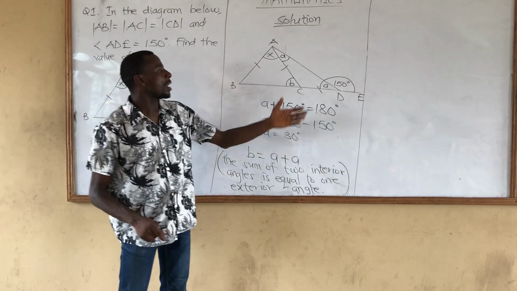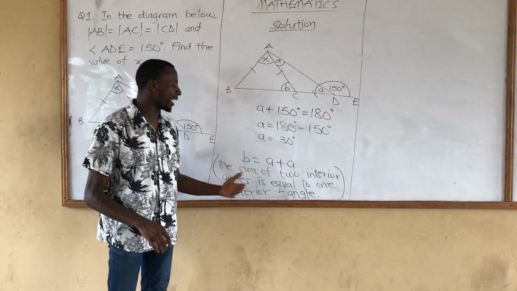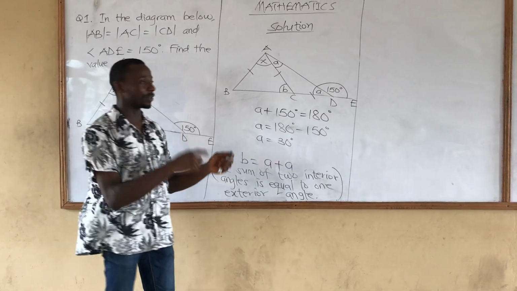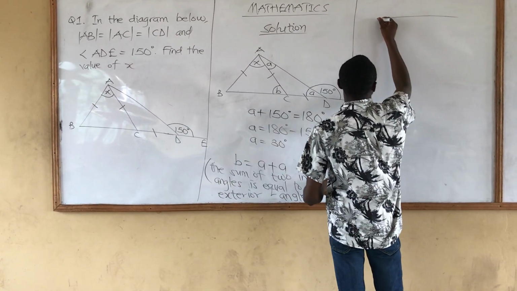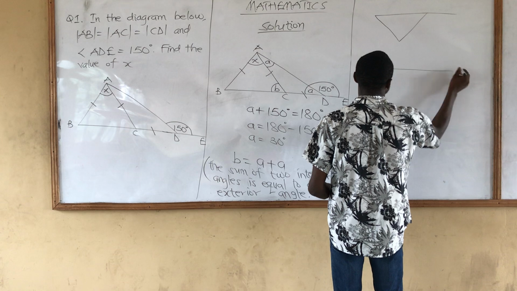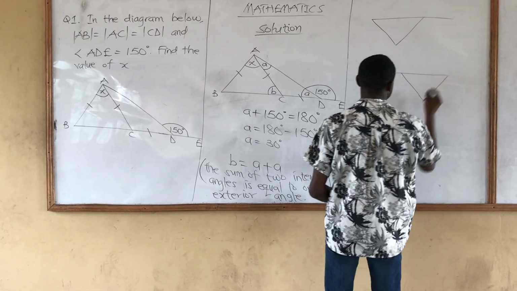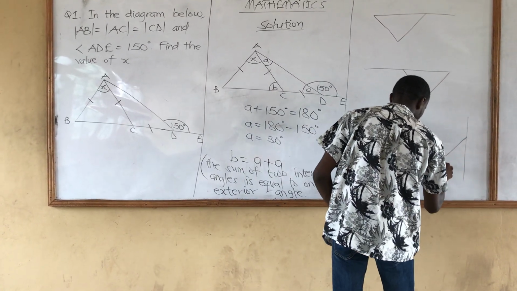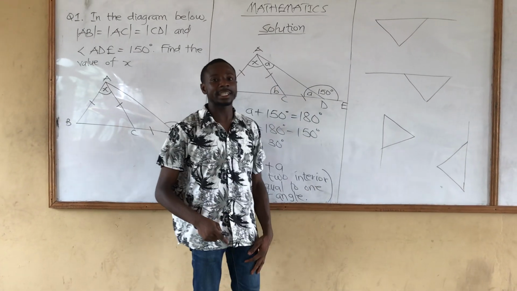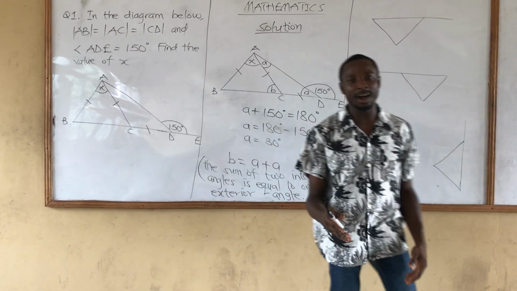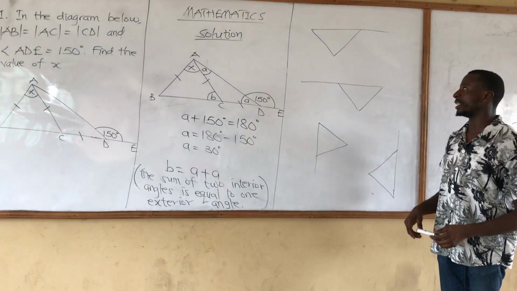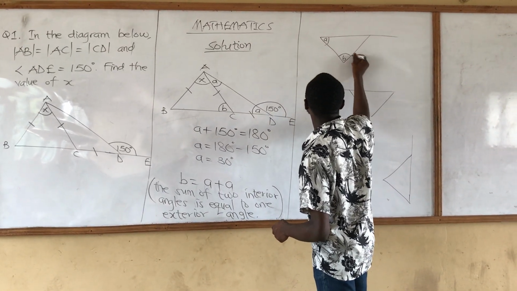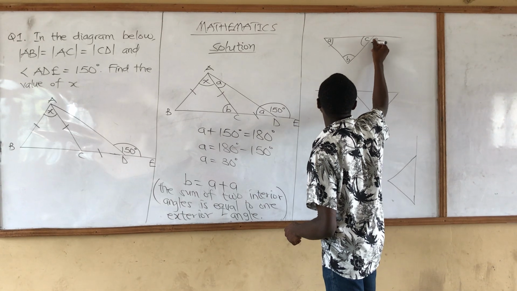Alright, now let me give you a brief description. Why and when do we have two interior angles equal to one exterior angle? So let's look at it. We like to consider these four figures and explain how and when two interior angles are always equal to one exterior. So this is angle A, angle B, angle C, angle E.